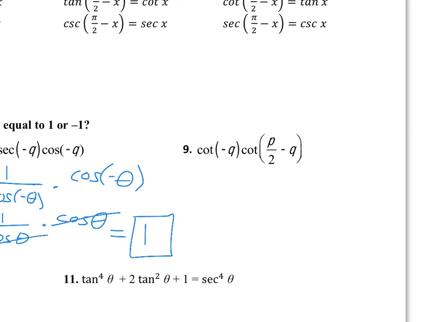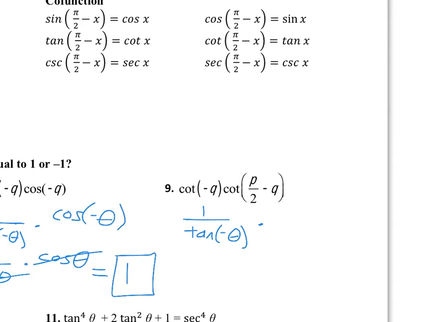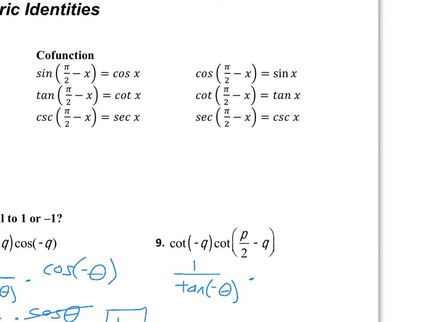So out of sine, cosine, and tangent, cosine's the only one that stays the same when you go from a positive angle to a negative angle. Alright, so I'm changing this to 1 over tangent of negative theta. We have not reviewed yet the cofunction identities, so let's take a break from number 9 and review these cofunction identities.